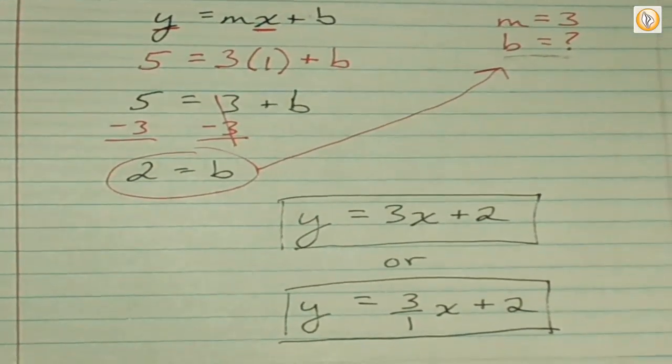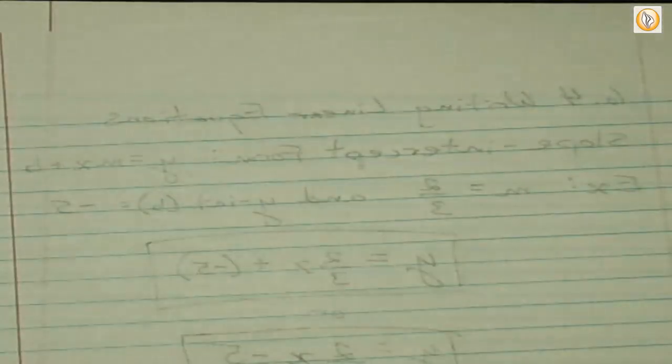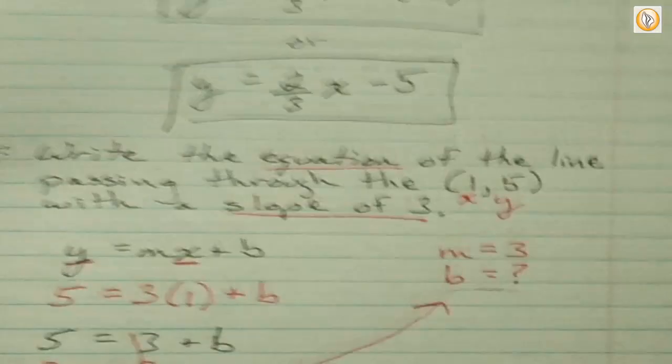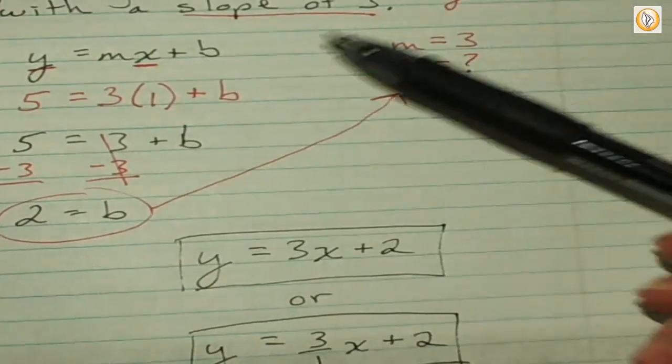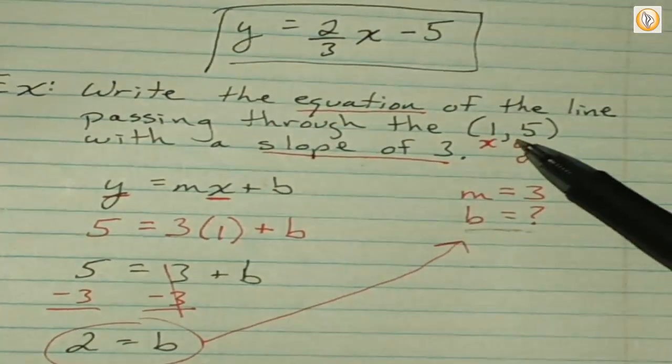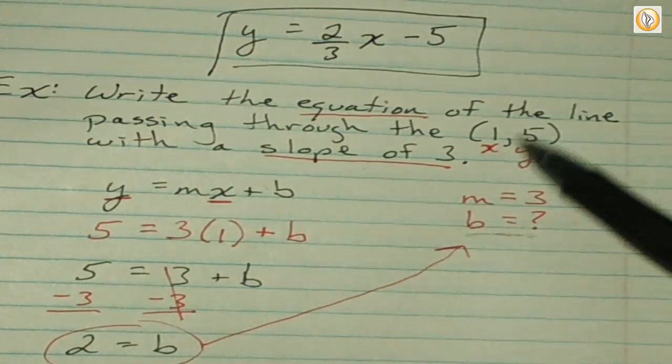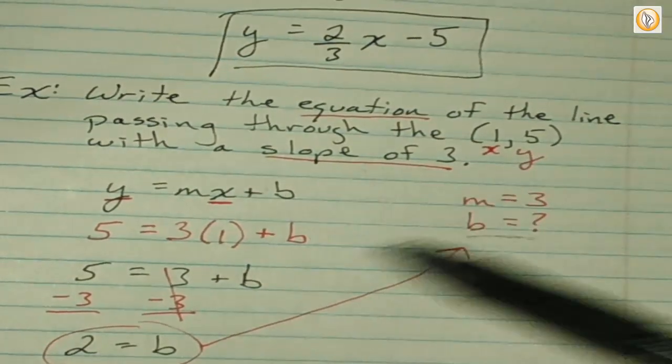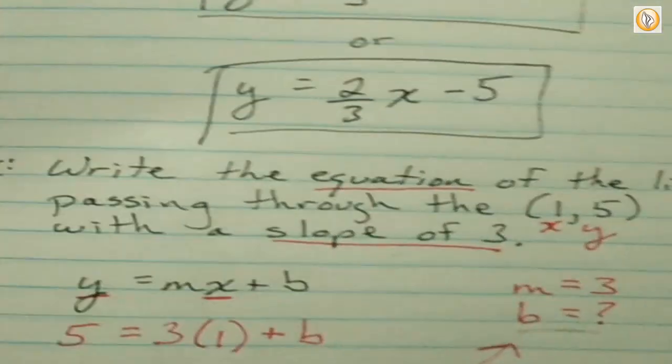Does everyone have this down? You got it? All right. Let's do another one. So that's an example if they give you the slope and a spot on the graph, the ordered pair, and so you know how to find your equation. Now, let's do a different one.